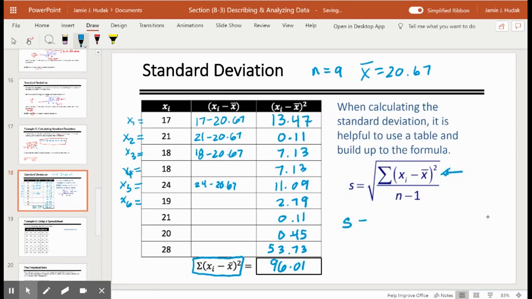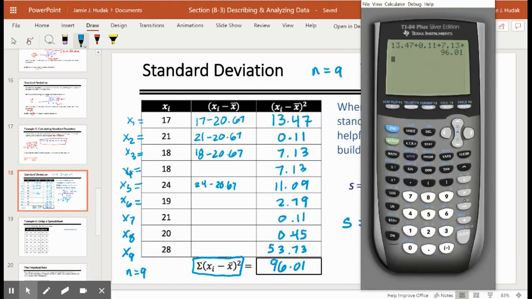So we can write that the standard deviation is the square root of 96.01. We have x1, 2, 3, 4, 5, 6, x7, x8, x9. So n is equal to 9, but we want n minus 1, so we're going to divide by 8. All of this is underneath the square root, so we can go back and say 96.01 divided by 8, and then we can say find the square root of this number, and we get 3.46.